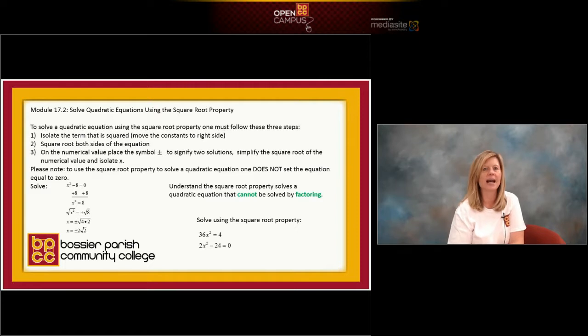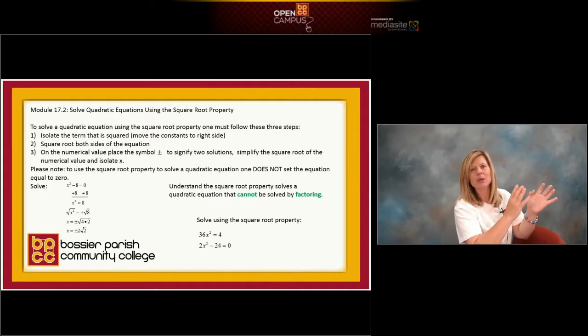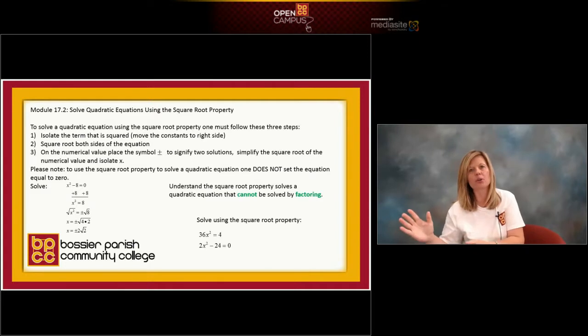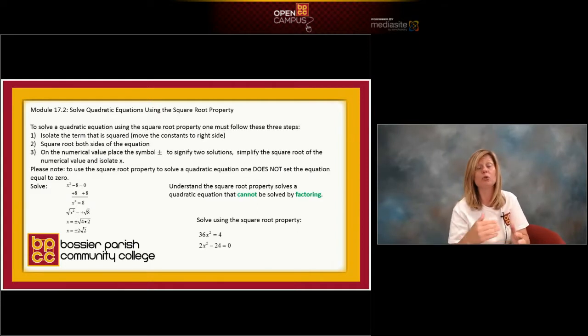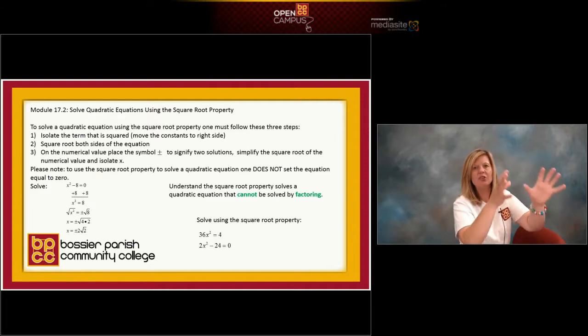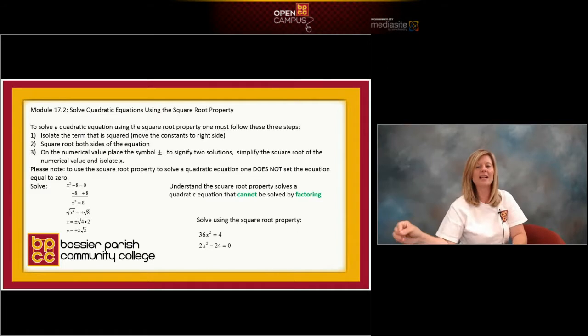Step 1 says isolate the term that is squared. We need to get the term that has that exponent of 2 isolated on the left side, and that means we need to move all our constants, all our numbers, over to the right side. So when we do the square root property, we do not want our equation equal to 0. We want on the left side the squared term, and on the right side our numbers or constants. Once we do that, then step 2 makes sense.